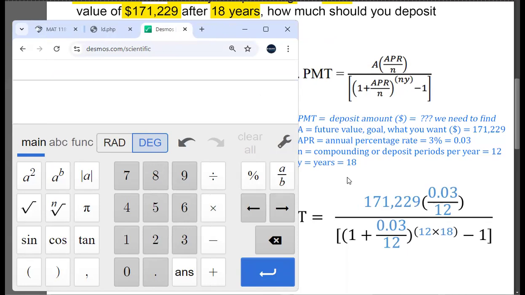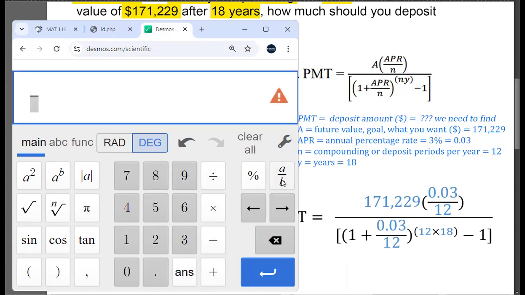Okay. All right, so this formula is one big old fraction with a couple of fractions inside. But first, I'm going to start the big fraction by pressing the A over B button. And then I'm going to type in what I see as I see it. So I see 171. I'm not going to use commas.